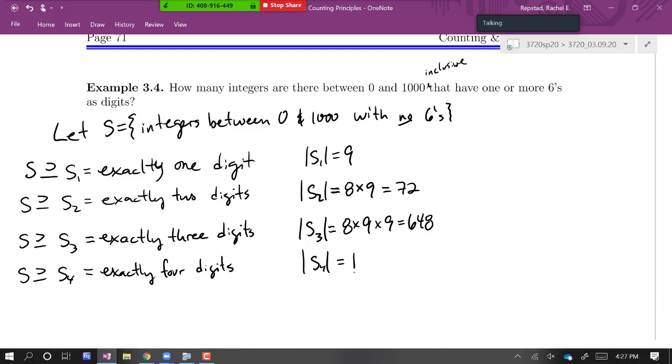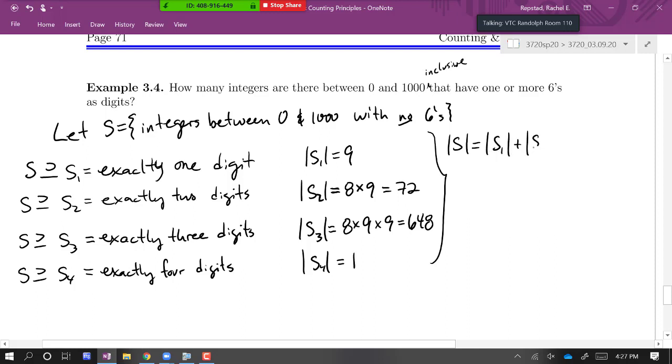So these are pairwise disjoint: S1, S2, S3, and S4. There's no overlapping. Your integer either has 1 digit or 2 digits or 3 digits or 4 digits. It can't be in more than one, which means that the size of our set S, the number of integers between 0 and 1,000 that have no sixes, is just the sum of these sets here.